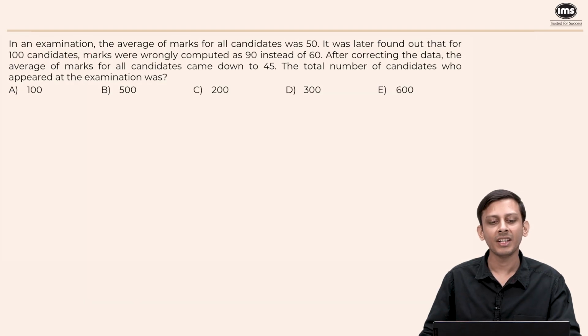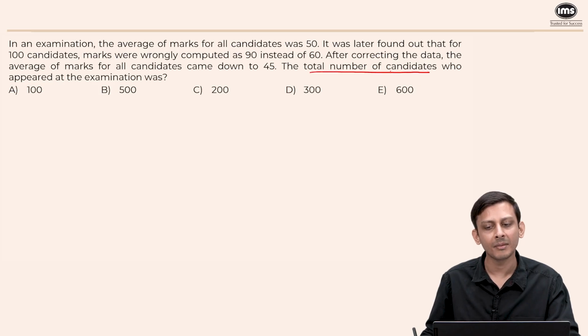In an examination, the average of marks for all candidates was 50. It was later found out that for 100 candidates, marks were wrongly computed as 90 instead of 60. After correcting the data, the average of marks for all candidates came down to 45. The total number of candidates who appeared at the examination was? Now let the total number of candidates be n. That is what we have to find.